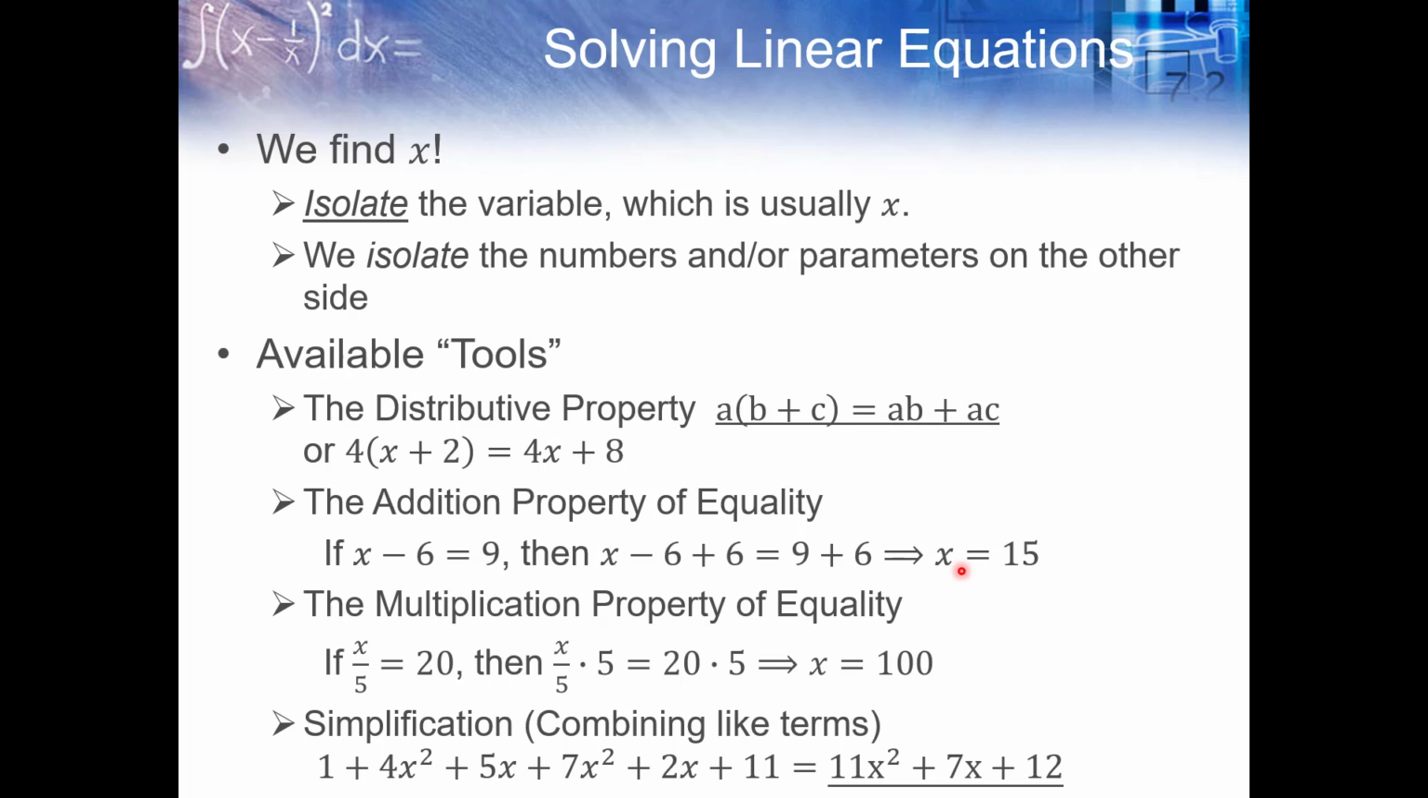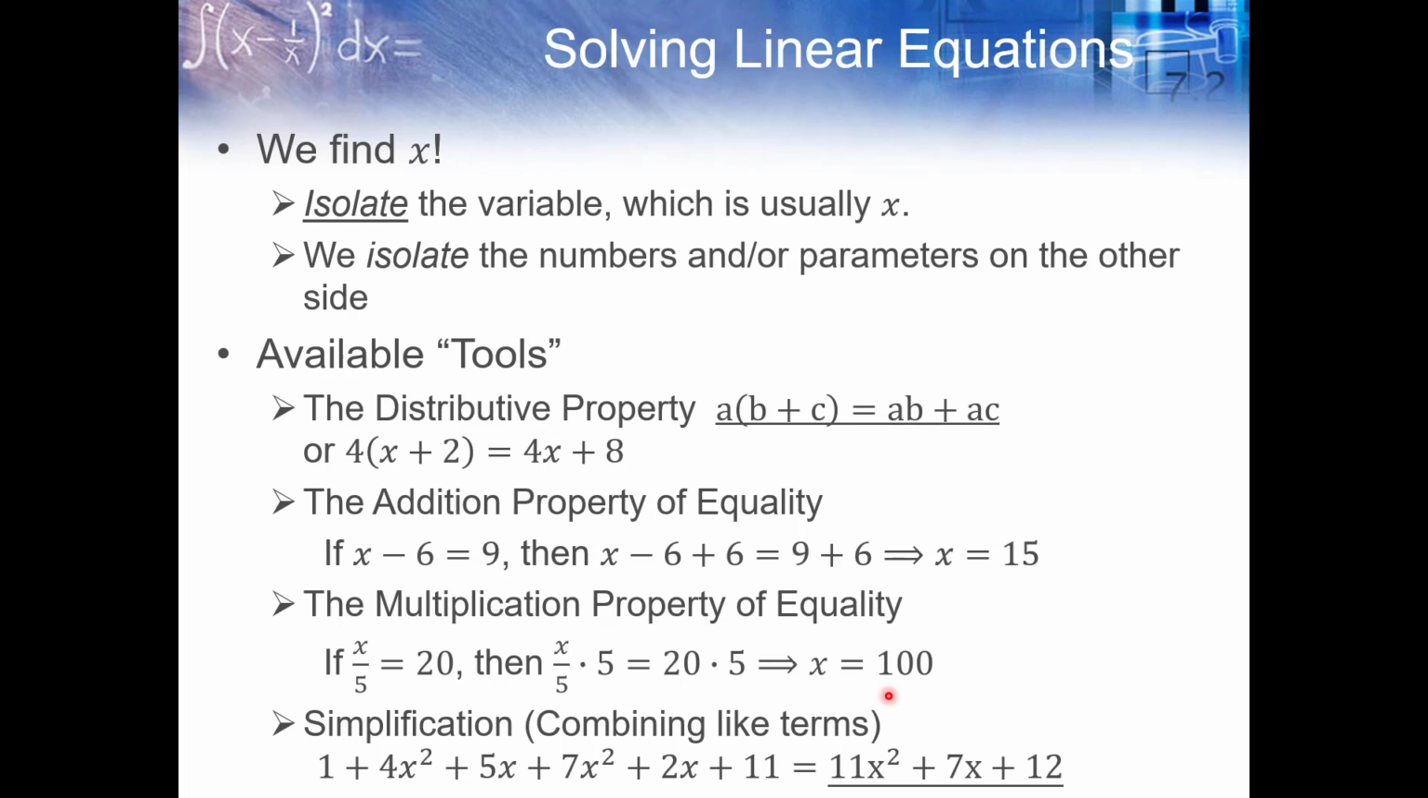Okay, our third tool is the multiplication property of equality. And how would we use this? Well, once we have all the terms with the variable on one side and all the other terms on the other side, we will use the multiplication property to get rid of the coefficient. So here we have x divided by 5 is equal to 20. If we use the multiplication property, namely multiply both sides by 5, then these will cancel. We'll have 20 times 5, and we will have x is equal to 100.